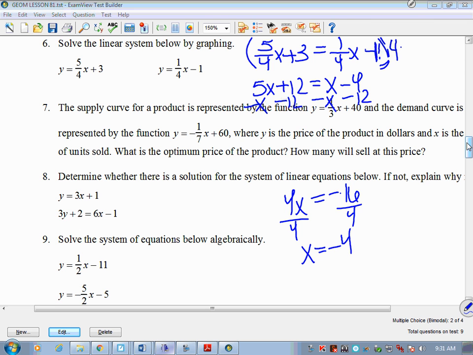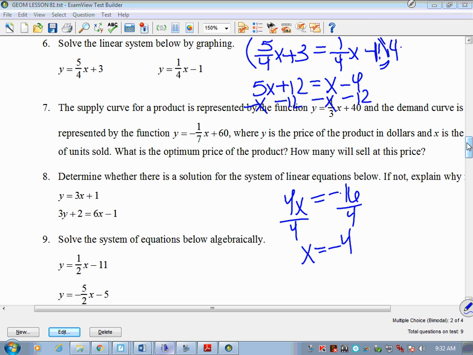Negative 4. Good. Okay, so x equals negative 4. I want to solve for y. Now this did say solve by graphing, but we're solving algebraically, and I think you guys know how to solve by graphing, right? Could we plug this in a graphing calculator later and figure that out? Okay, what do I want to do with this?